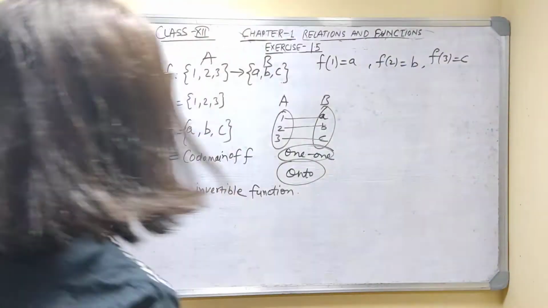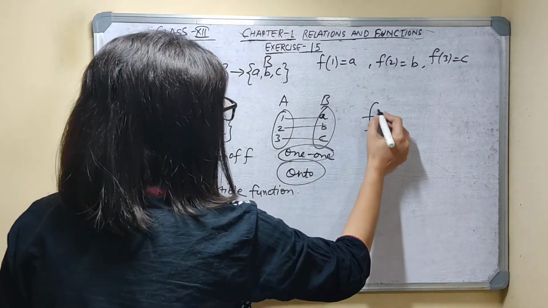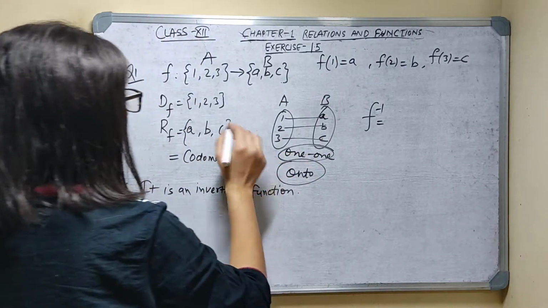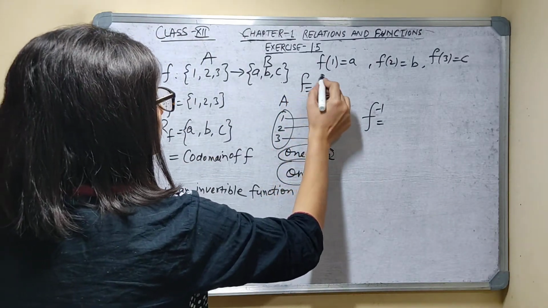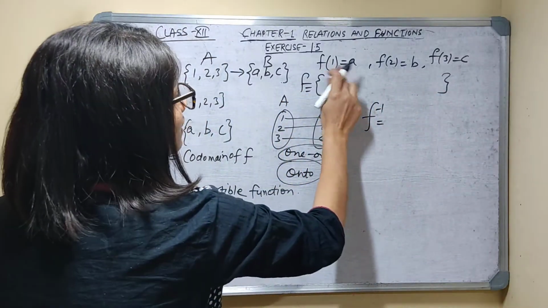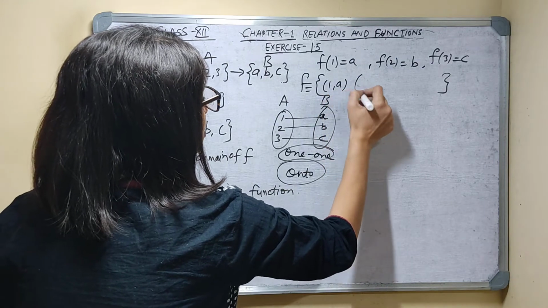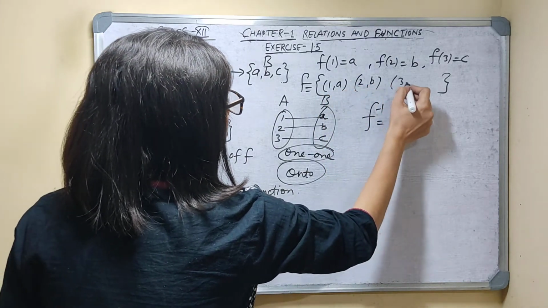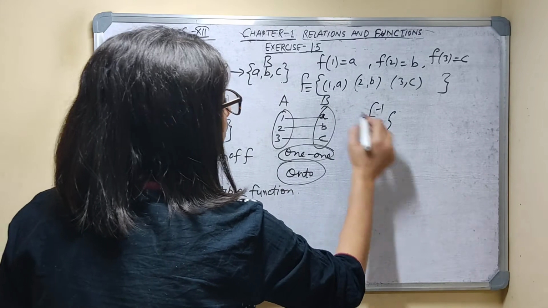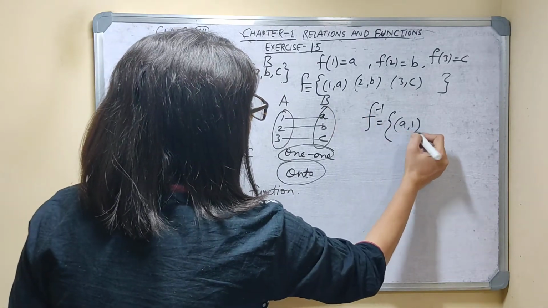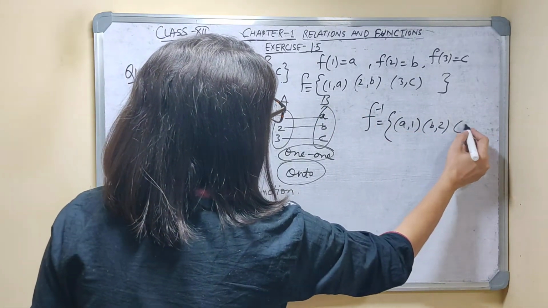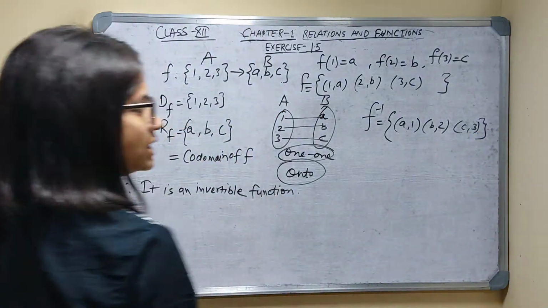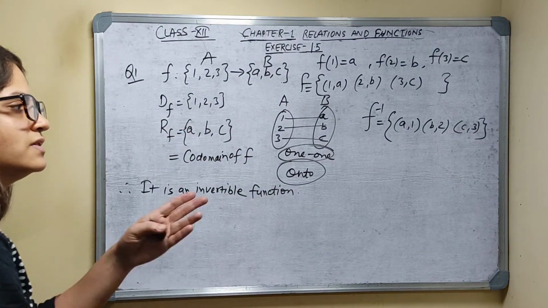Now they are asking also to find f inverse. F inverse will be what? First tell me what is f. F is equal to what? If I write in ordered pairs, (1, a), (2, b), (3, c). So f inverse will be (a, 1), (b, 2), (c, 3). Is it clear? So this is f inverse.